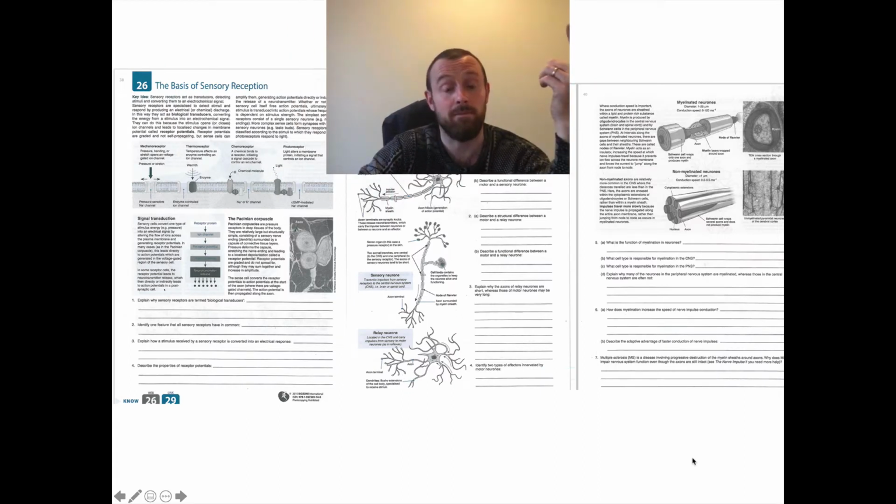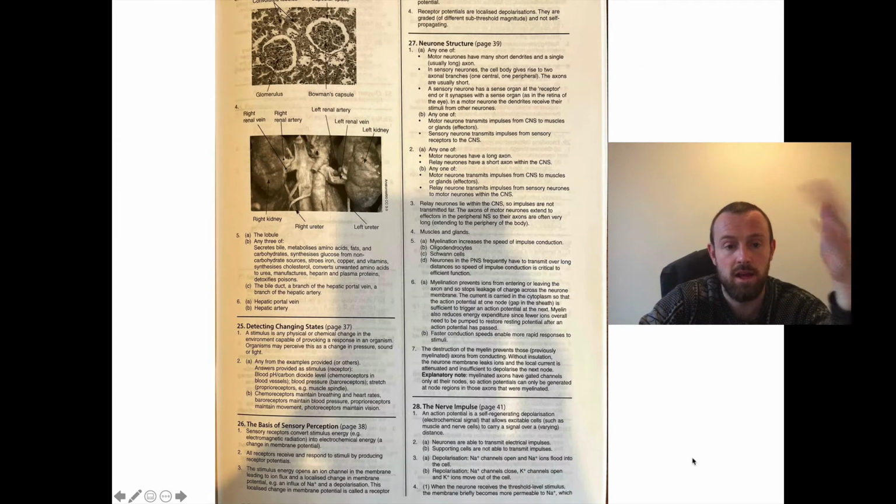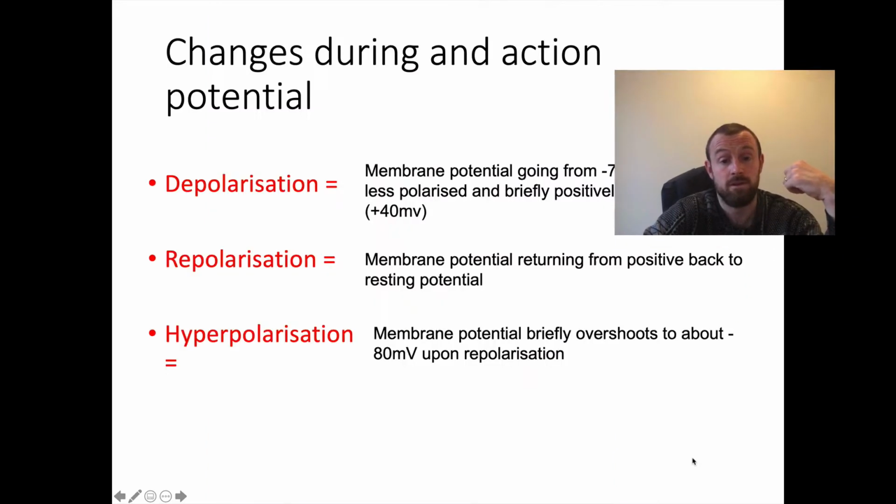First of all, just make sure that you've marked this work from last lesson. I think I did put the answers on the resource on Teams, but just in case you haven't marked these 3 sheets yet, here they are. Here are the answers. So if you do need to do that, just pause the video now, mark those, and then move on. But we're going to move on and get into the action potential now.